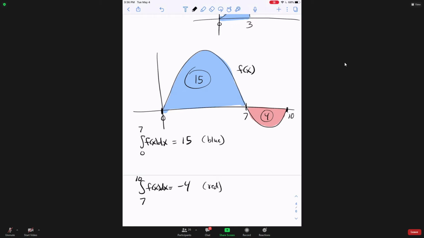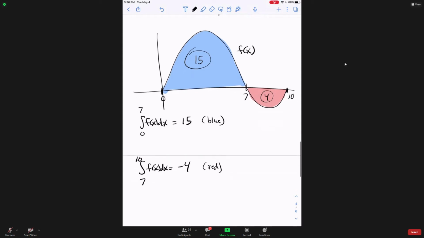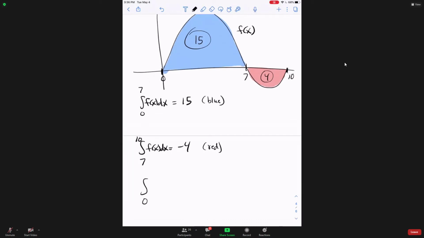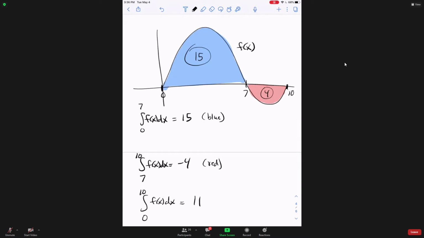Why is it negative? Because it's below the x-axis. When the area is below the x-axis, you get a negative number. Now, of course, if you were to integrate from 0 to 10 of f of x dx, you would get an answer of 11, and you'd have no idea what that 11 represents if you don't have the graph in front of you. You just know that there's more area above the x-axis than below the x-axis, but you don't know if it's 5. You don't know that it's 15 and 4. For all you know, it could be 50 and 39. You don't know that. You just know the difference is 11.